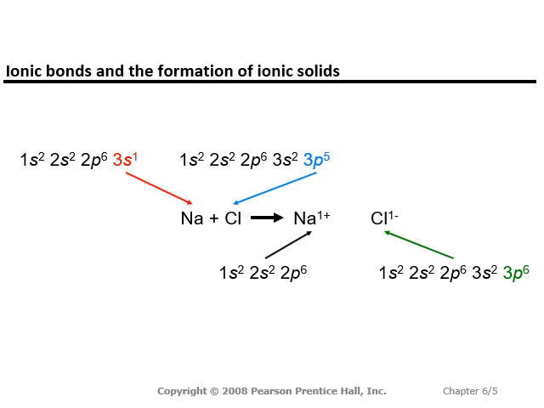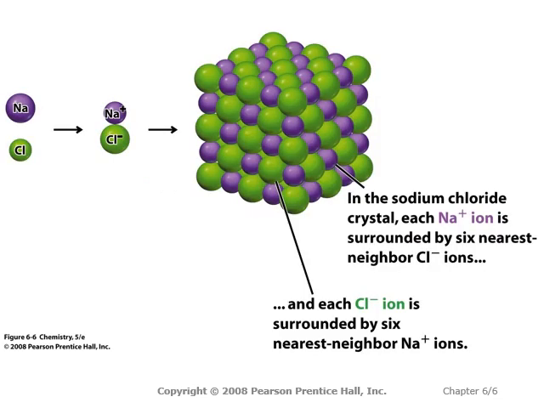Chloride or chlorine tends to gain an electron, so it will go from 1s2, 2s2, 2p6, 3s2, 3p5 to 3p6 by gaining the electron that sodium just gave up. So now we've got sodium with a plus 1 charge, chlorine with a negative 1 charge, and they make a lattice. Next slide. So we've talked about this several times. So this is what they're going to produce, a lattice. The purple spheres are the sodium plus, and they have chloride minuses around them in all six directions.